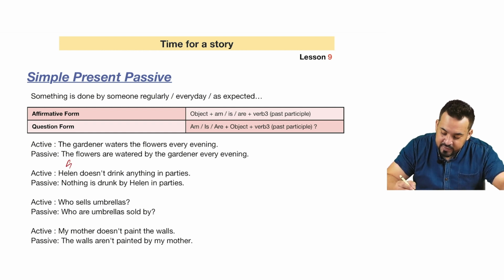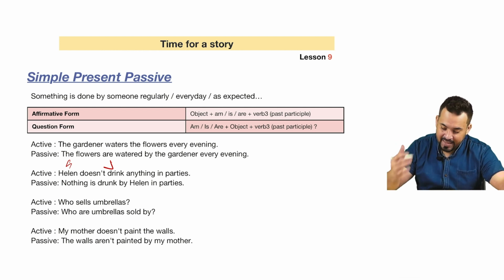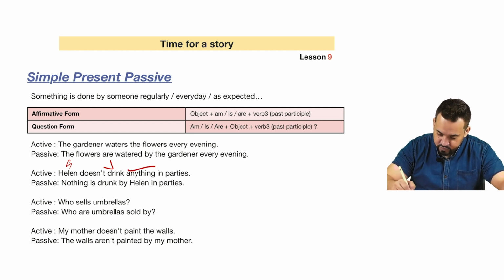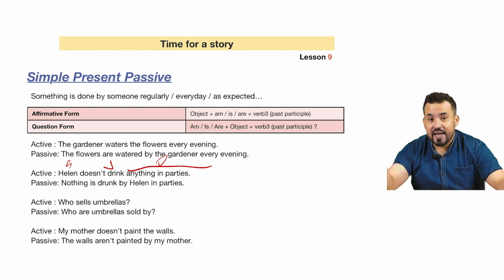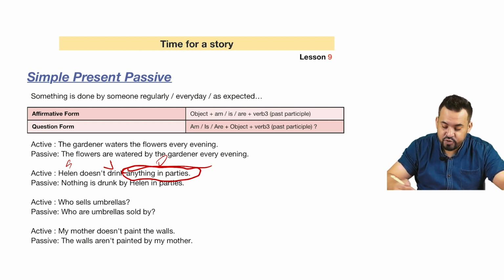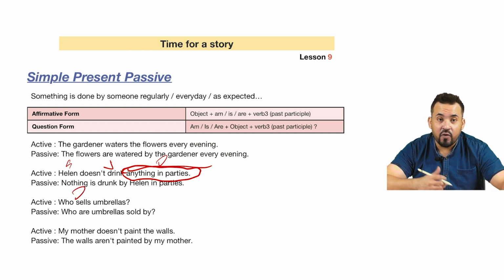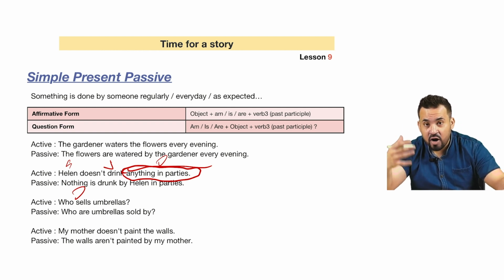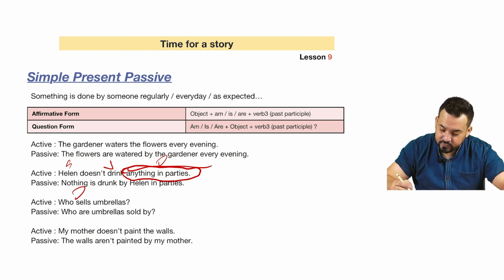Helen, subject, doesn't drink, verb, anything in parties. Helen doesn't drink anything in parties. So anything in parties is the object. Now this is the active voice. Let's change it into the passive voice. Nothing is drunk by Helen at the party. So this whole compound object will become the new subject of the new sentence. So it will be nothing is drunk by Helen at the party or in parties.